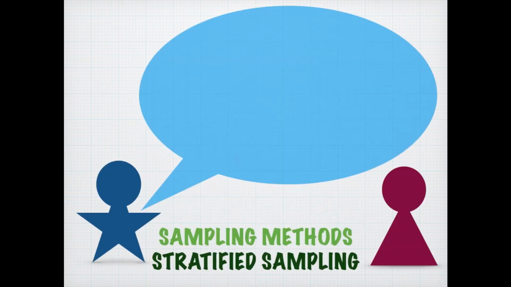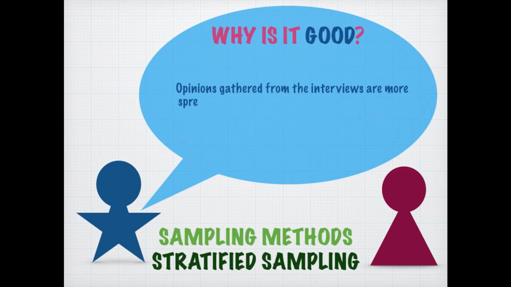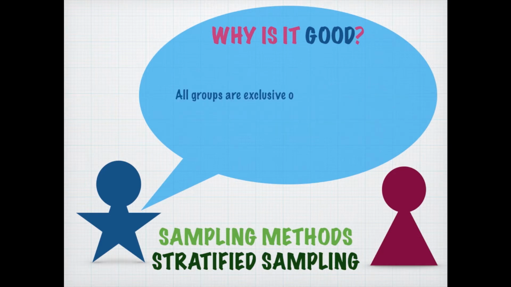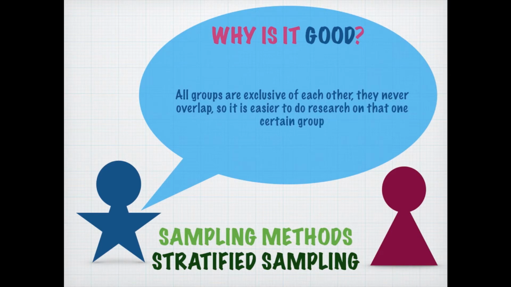The benefits of using stratified sampling is that opinions gathered from the interviews are more spread out across the population. The opinions from different age groups are gathered, and it is also proportionate to the total school population. All groups are also exclusive of each other, they never overlap, so it is easier to do research on that one certain group.